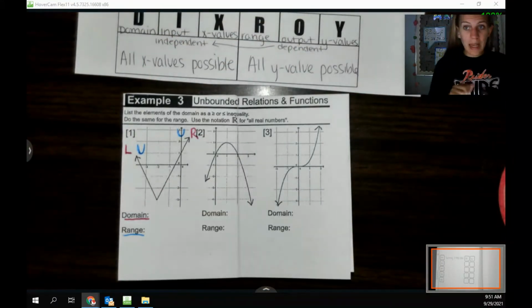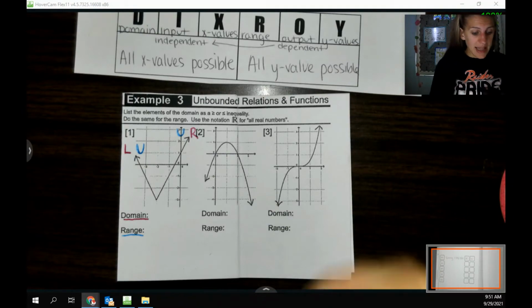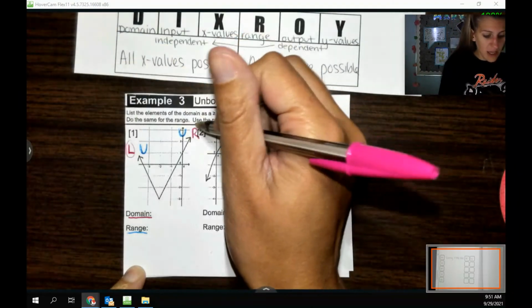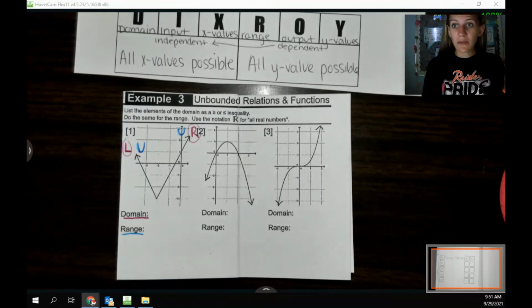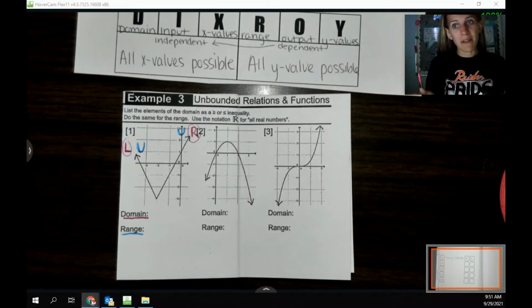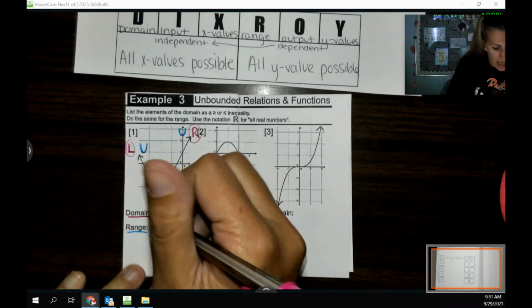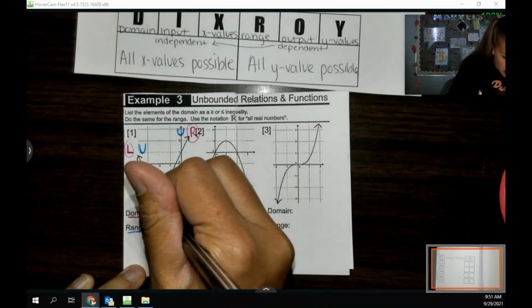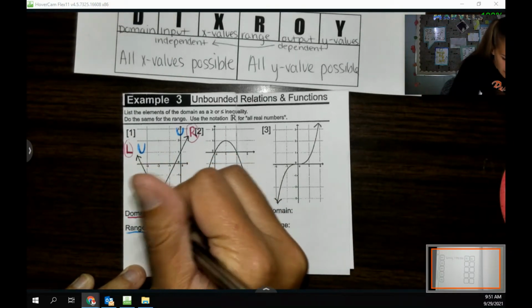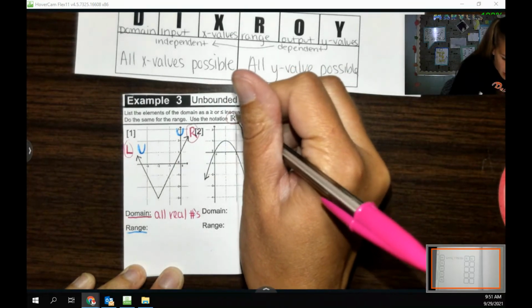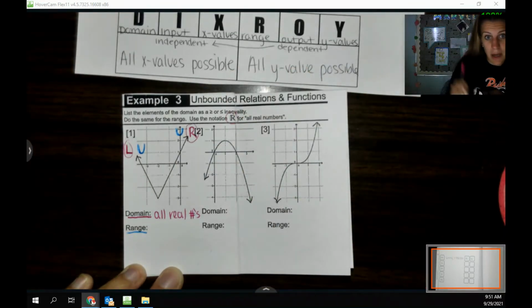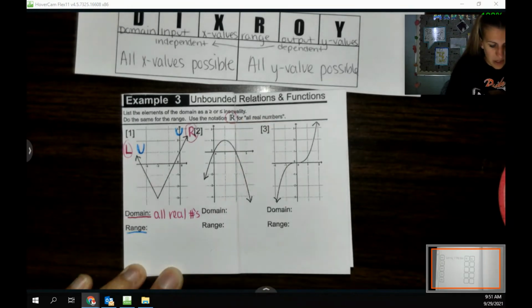Okay, so again, domain goes left and right, and this graph goes left and right, and arrows mean forever. So if I'm going left forever and right forever, eventually I'm going to cover all of the x values. And so my domain is all real numbers. Now, if you want to be real cute, you can use this double bar R to represent all real numbers if you wanted to.